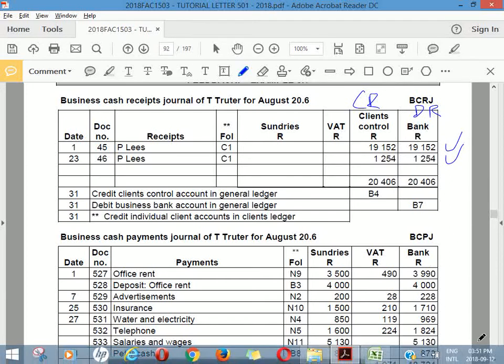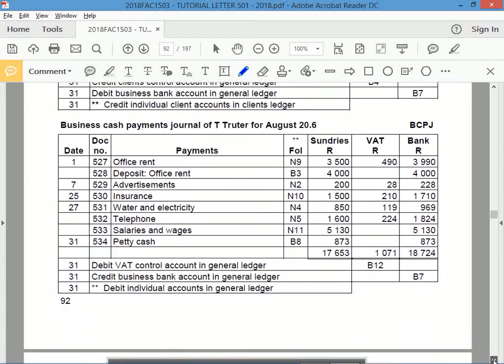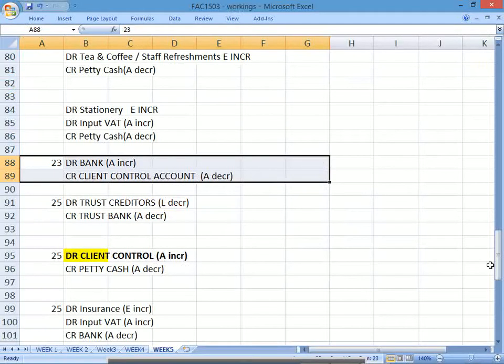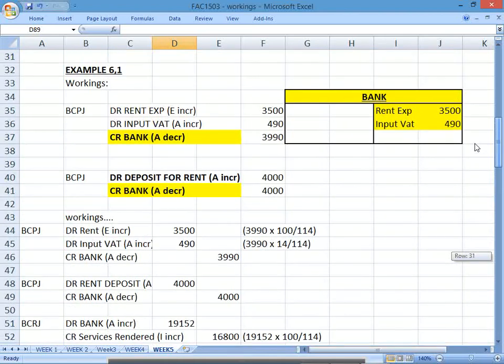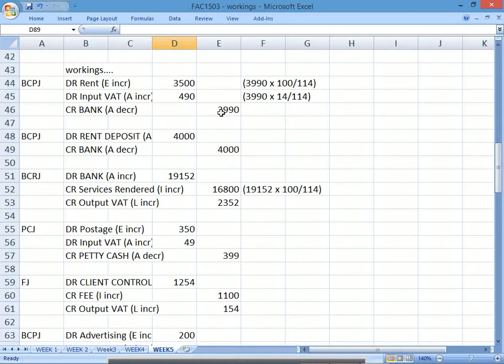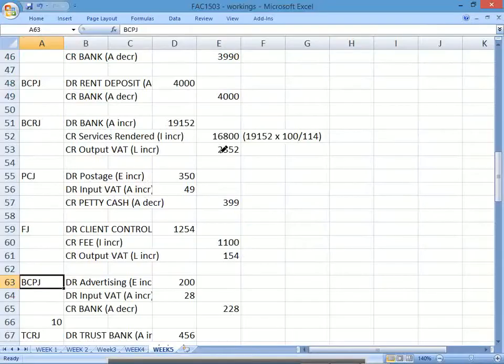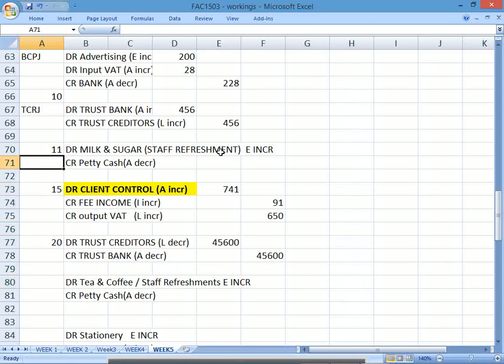Okay, in terms of payments, that's what we've got there. Okay, so we've got the office rent. That was transaction one. The rent would have gone there. Yeah, the deposit would have gone there. The advertising is the next one. Yeah, we had that. This is petty cash, PCJ. Client control fee income, fee journal, FJ. Trust creditors, trust bank. That would have been trust bank going down. Trust CPJ. Petty cash journal.